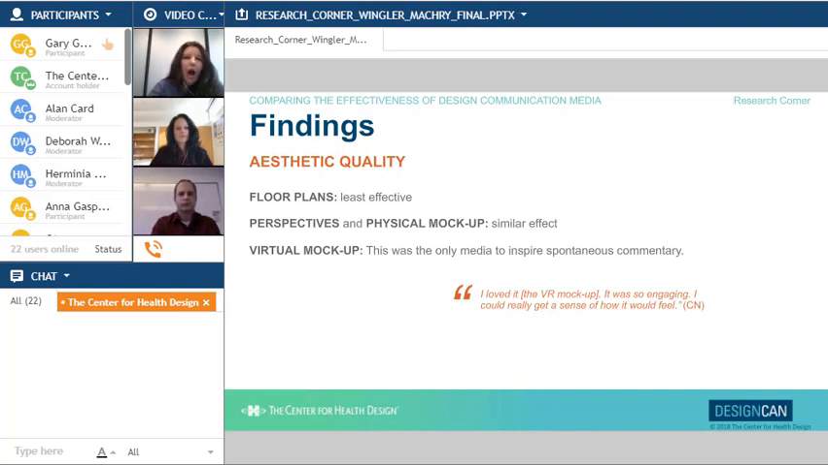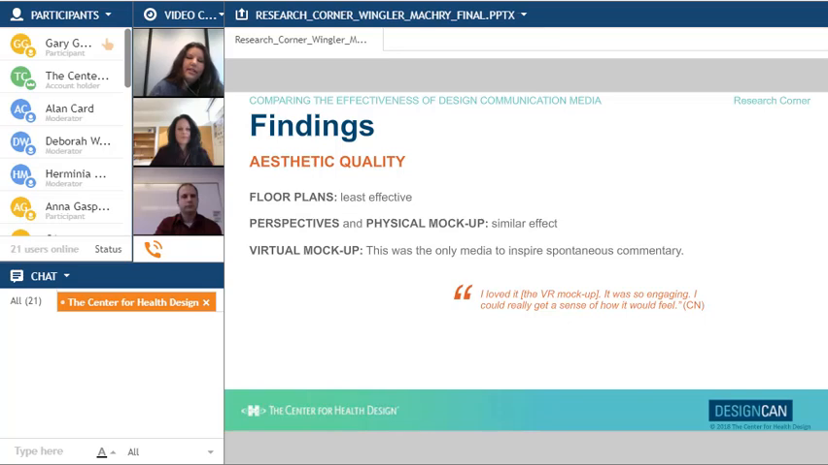So aesthetic quality is really how the space looks and how it feels. So floor plans, this is not a surprise, were the least effective. People were not really able to provide much feedback about how they understood the appearance of the space. And then perspectives and physical mock-ups were better at that particular characteristic, and they had a similar effect.